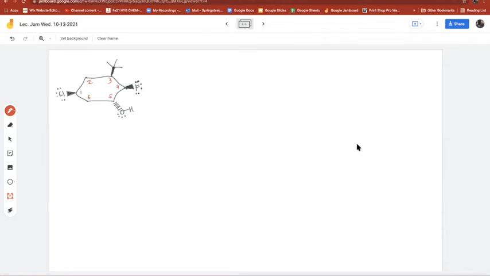So I'll draw out the first chair. Draw out the second one too, why not? And I'll number it. I'm going to call my leftmost carbon 1, because that's what I did up above. And then carbon 2, I'm going to put it here. I could put the 2 here, but it seems a little more confusing to me. 3, 4, 5, 6, okay.